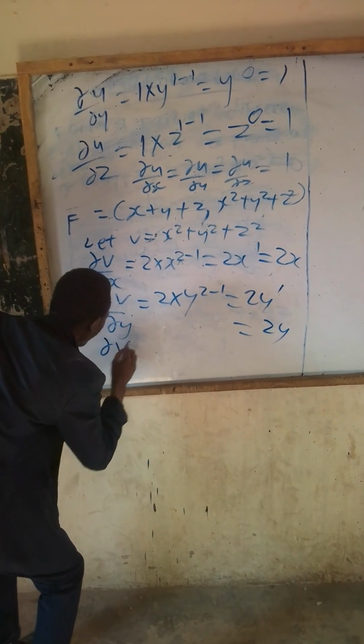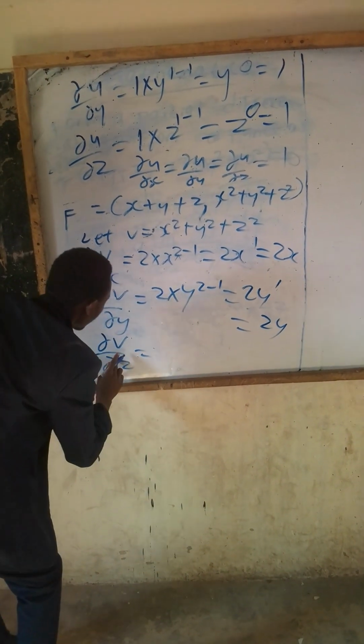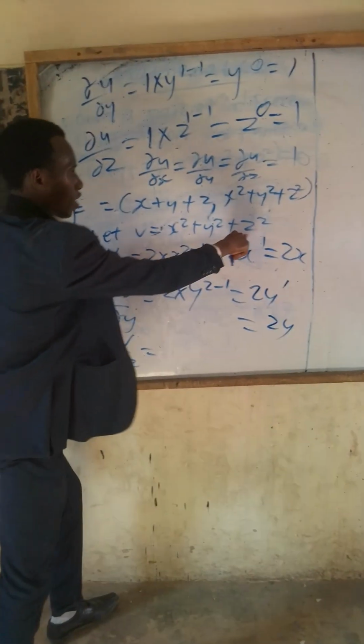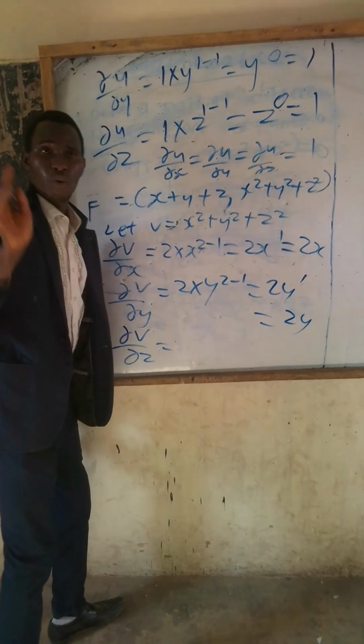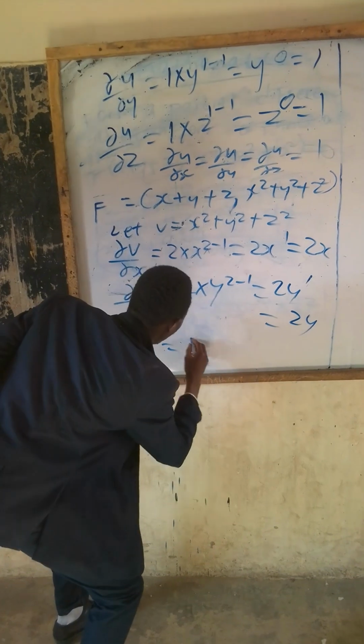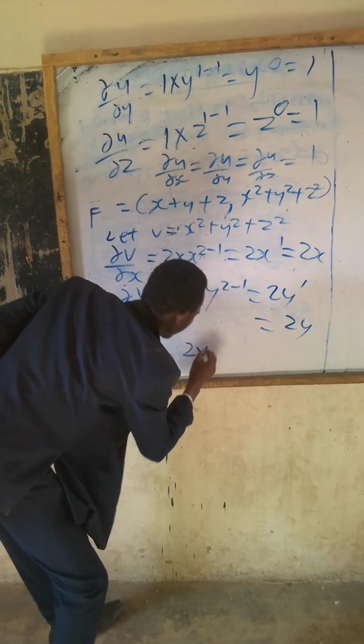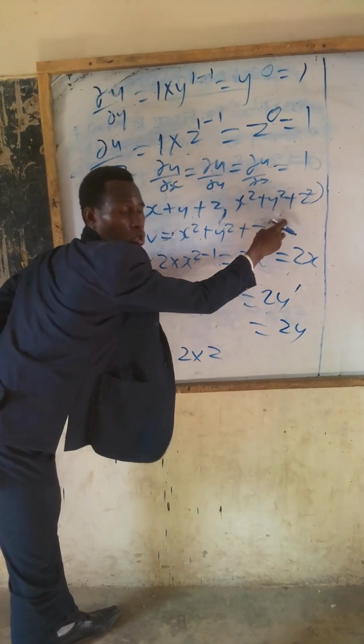So what next are we going to find? We have dv/dz. What is dv/dz now? Now look at z squared, right? So we want to differentiate v with respect to z. We are going to have 2 multiplied by z raised to power 2 minus 1.